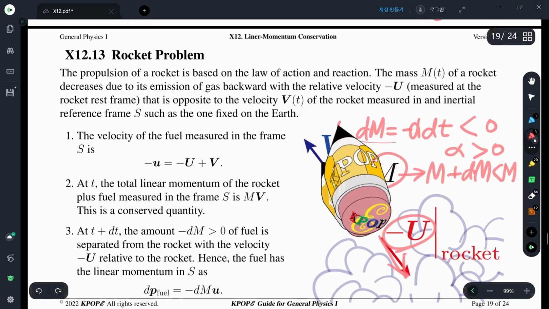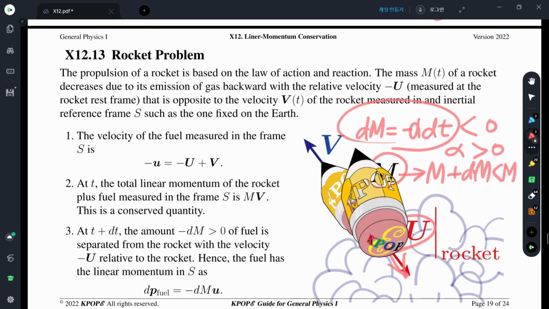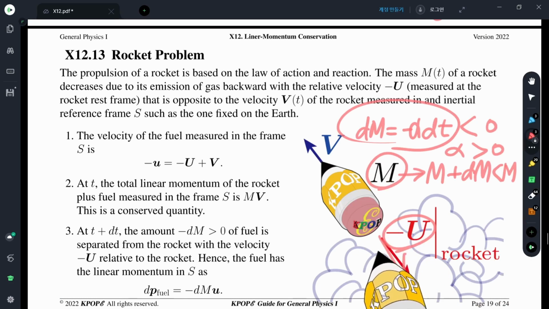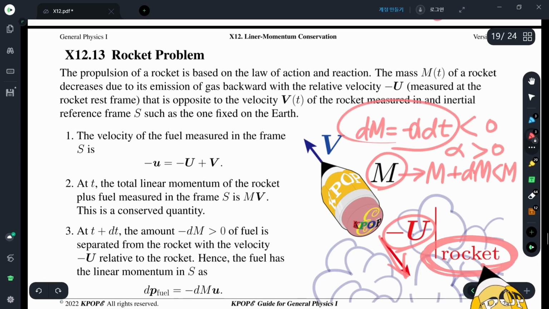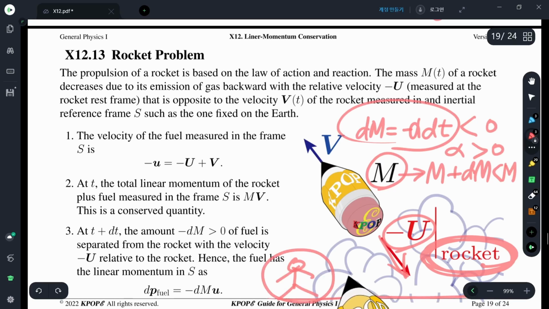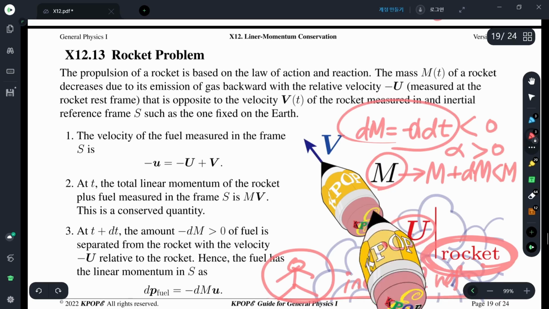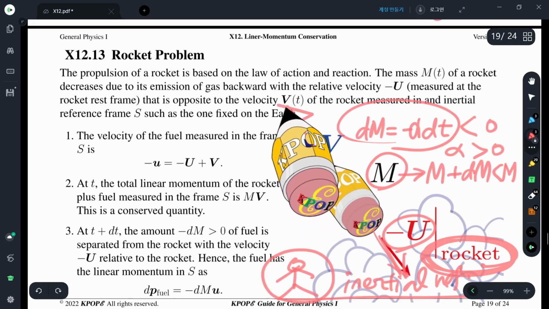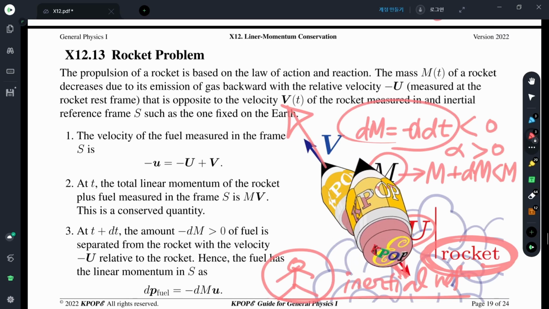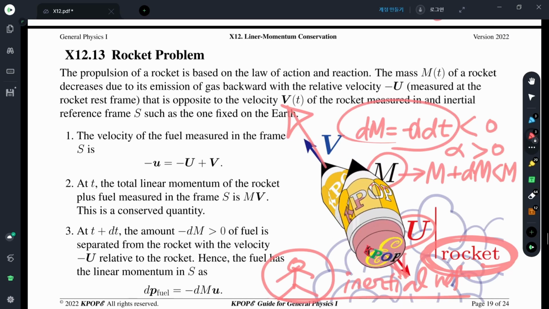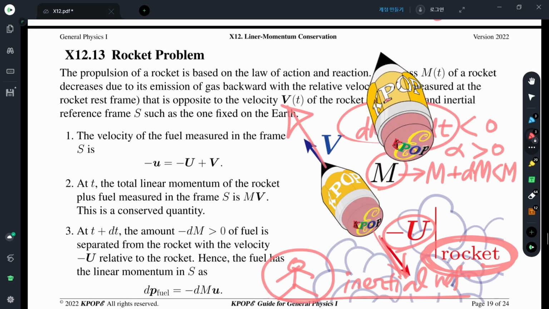During that time, the mass is lost, and the lost mass acquires a velocity. However, this is relative to the rocket. We have to describe the motion of the system on an inertial reference frame. Because it emits the gas, the rocket is accelerating. The rest frame of the rocket is not a good frame because F equals ma cannot be applied in that frame.